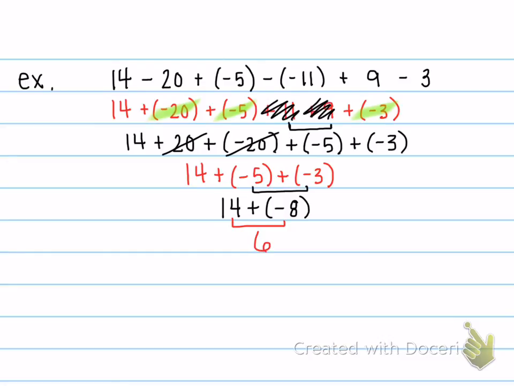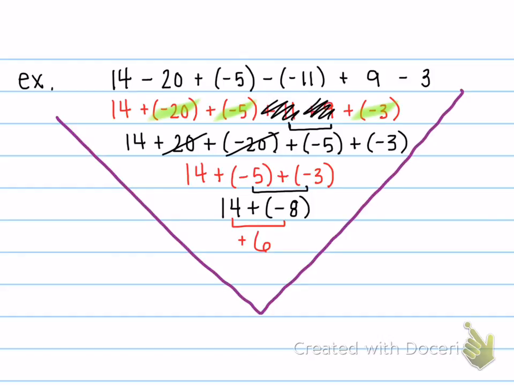And I know that 14 is positive and 8 is negative. So I have more positives than negatives. So the answer should be positive 6. Just like our order of operations problems, these are becoming V-shaped. You need to make sure you're showing your work when you're solving these problems.